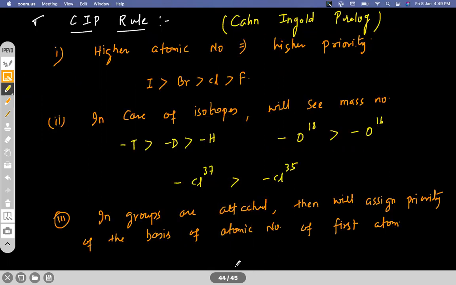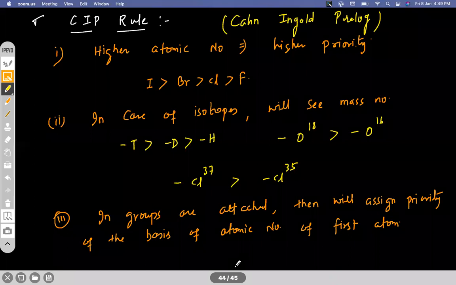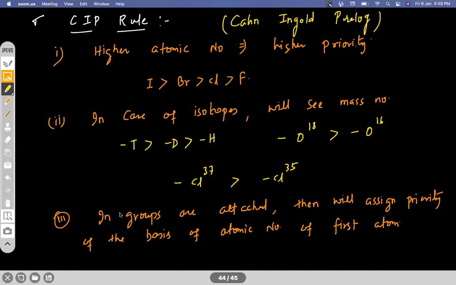Copy. So in the third point, what is the fourth word? If groups are attached, this one. Yes, Rani, thanks, sir. If groups are attached. Done, Shraddha?